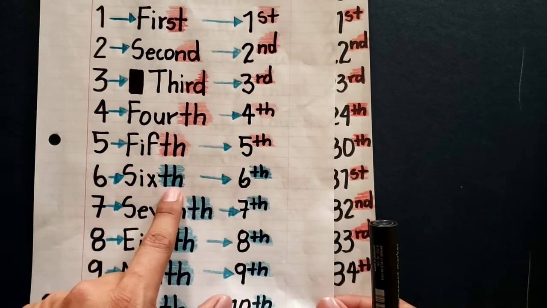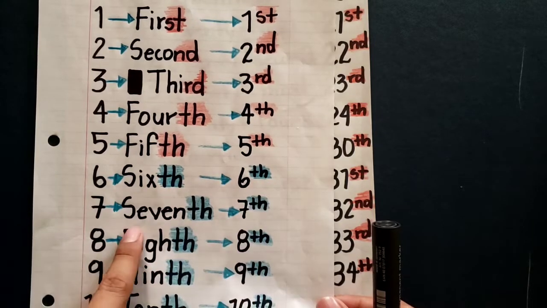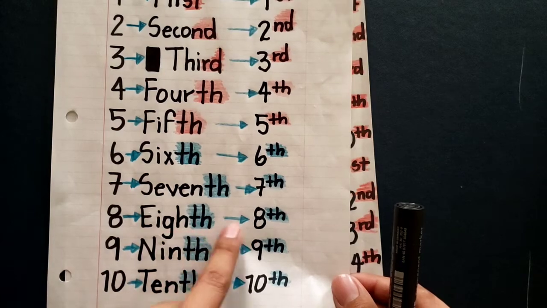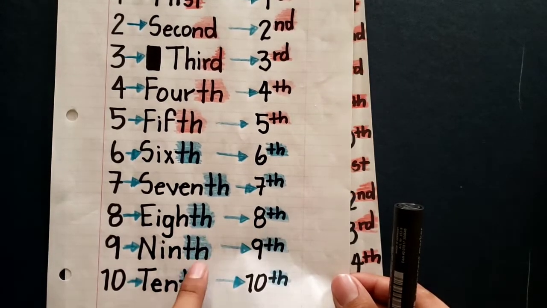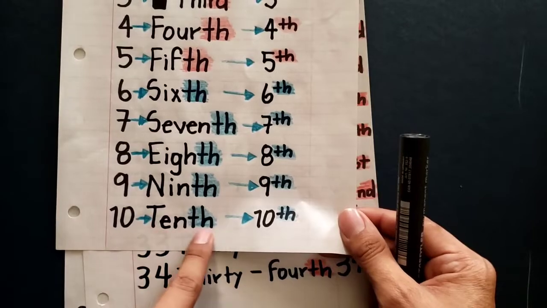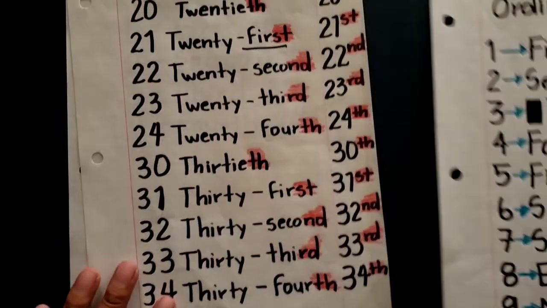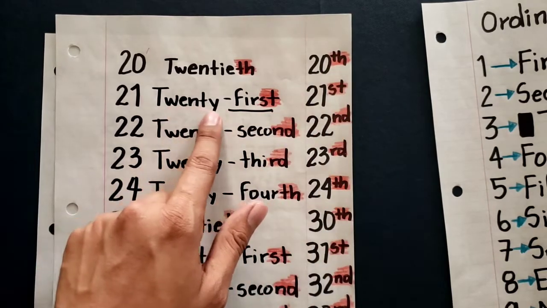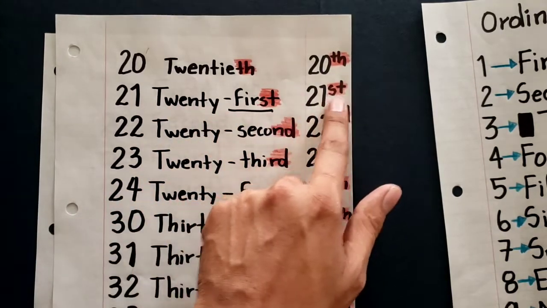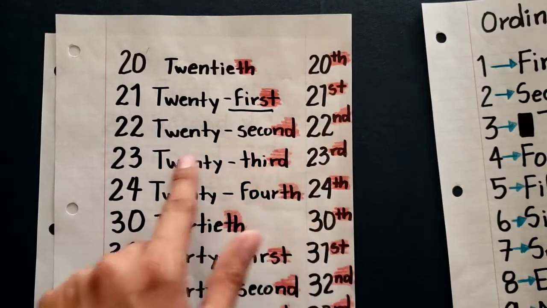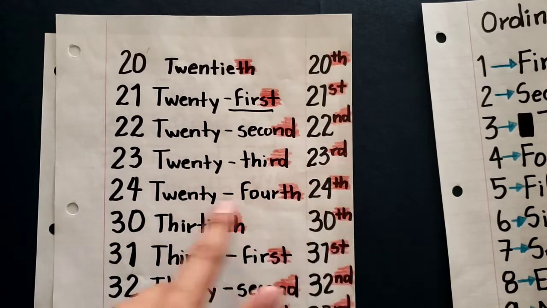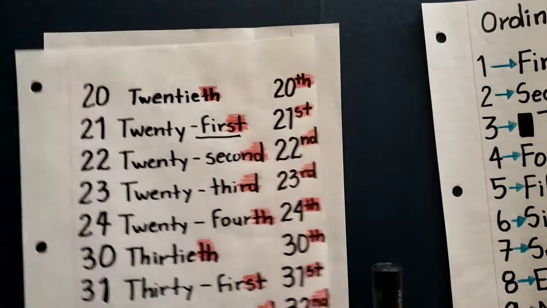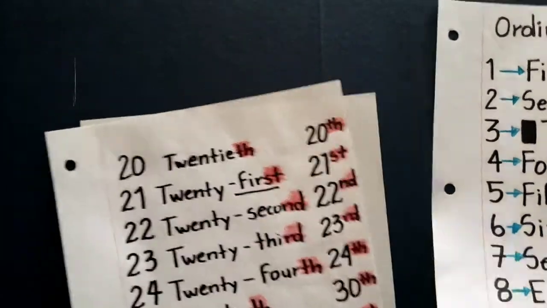Sixth, th. Seventh, th. Eighth, th. Ninth, th. 10th, th. Now with these ones, 20th, th. 21st, st. 22nd, nd. 23rd, rd. 24th, th. You see how easy it is? Well, this is everything related to ordinal numbers.